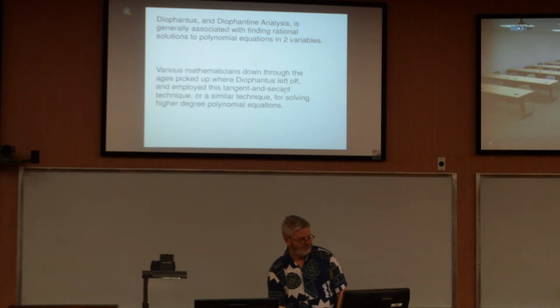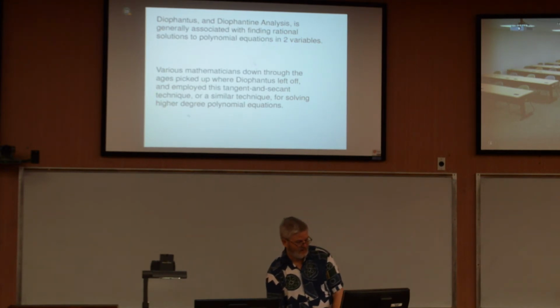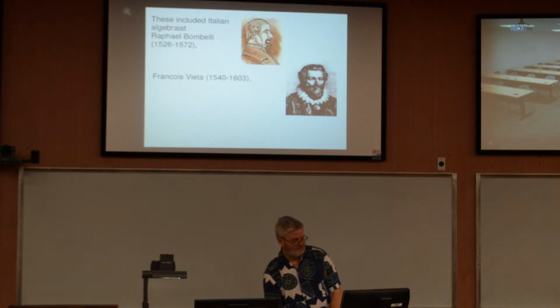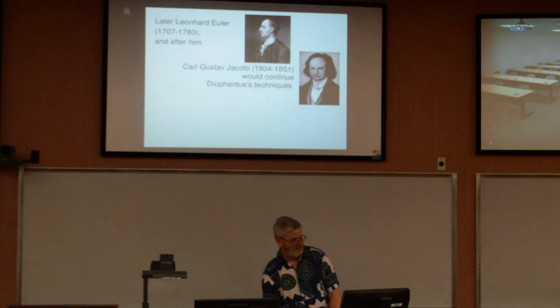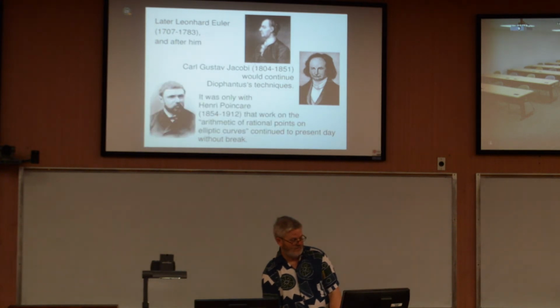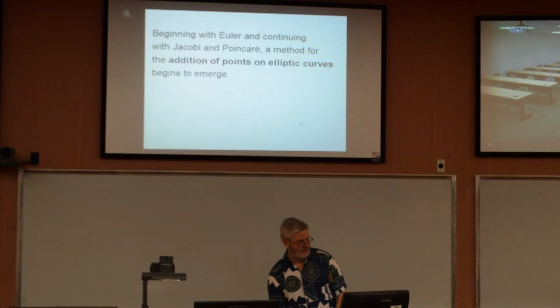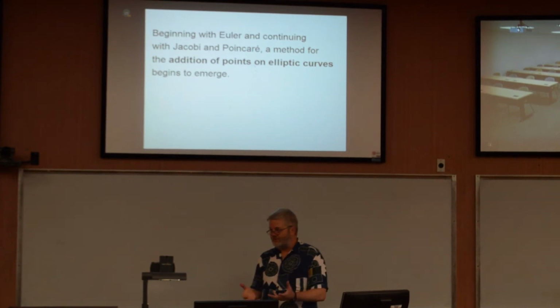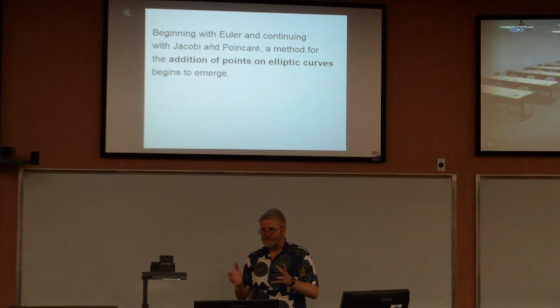Okay? Various mathematicians down through the ages picked up where Diophantus left off and employed this tangent secant method technique, or a similar technique, for solving higher degree polynomial equations. Like there was Bombelli in the 1500s, Francois Vieta around that time period, Pierre de Fermat in the 1600s, Leonhard Euler in the 1700s, and then Carl Gustav Jacobi in the 1800s, and more recently Henri Poincaré. It was only with Henri Poincaré that work on the arithmetic of rational points on elliptic curves continued to present day without a break. So beginning with Euler and continuing with Jacobi and Poincaré, they tried to discover a way to define an addition of rational points on elliptic curves. And I think Euler's version originally had integrals involved.